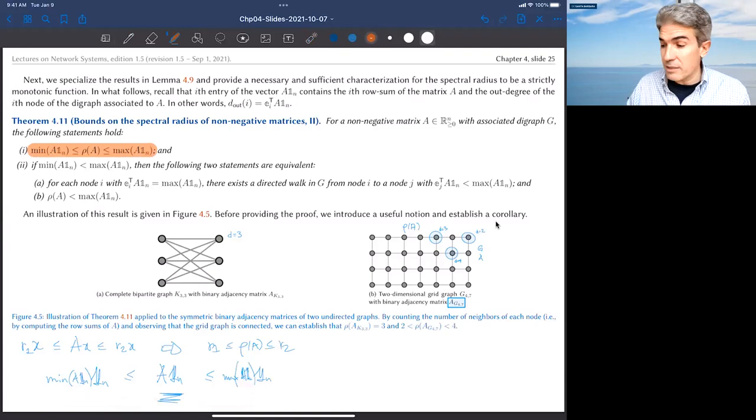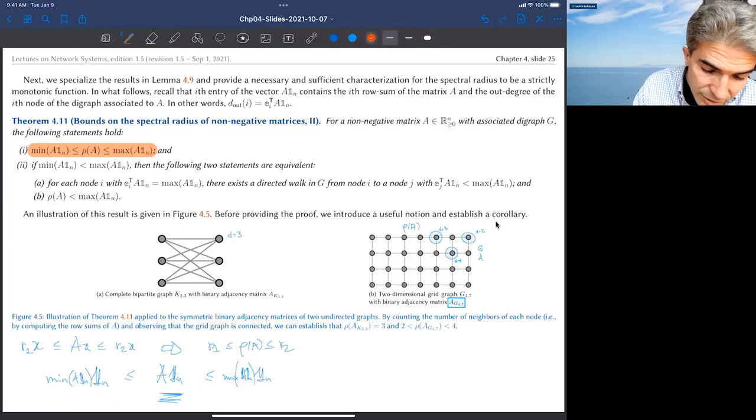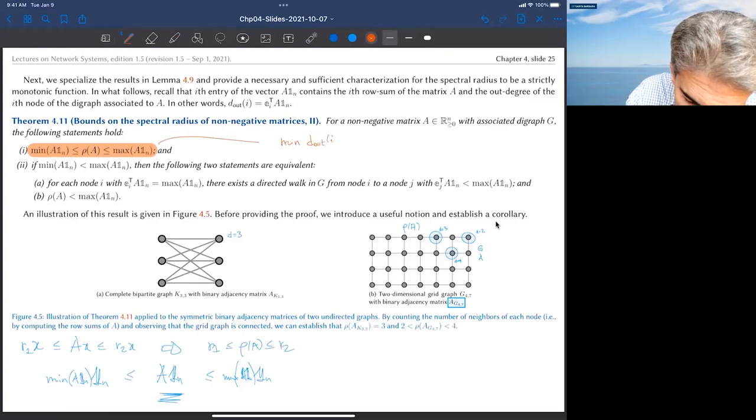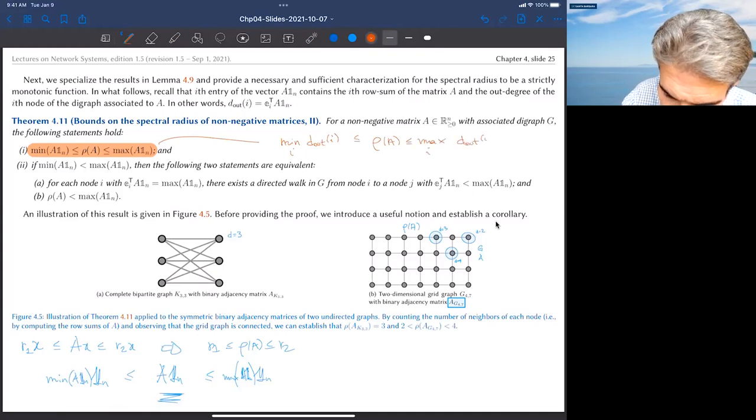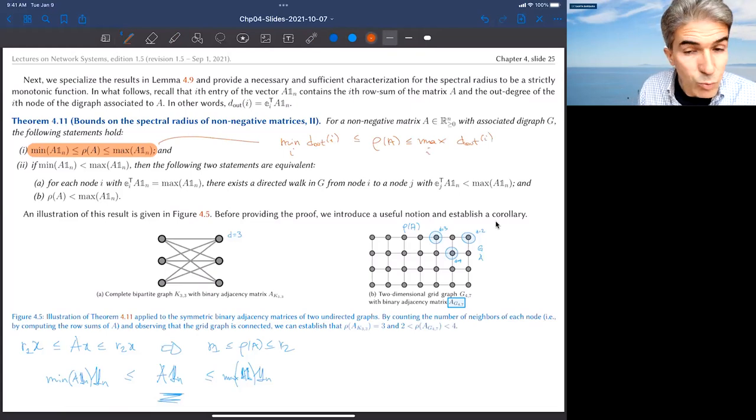So in other words, the spectral radius is lower and upper bounded by the smallest or the largest of the row sums of A. And by the way, from a graph theoretic point of view, this is the minimum over i of d out of i, less than or equal to rho of A, less than or equal to the maximum over i of d out of i. Does that make sense? Because we said that the row sum of the matrix is giving you the out degrees. And so this property is telling you, hey, if you are studying a graph, the smallest out degree is a lower bound and the largest out degree is an upper bound.